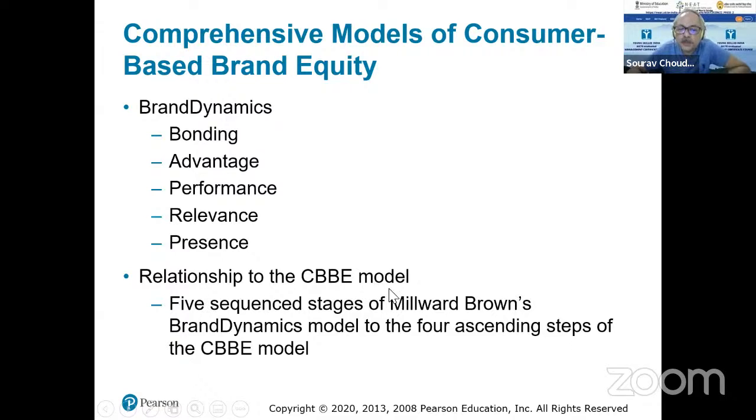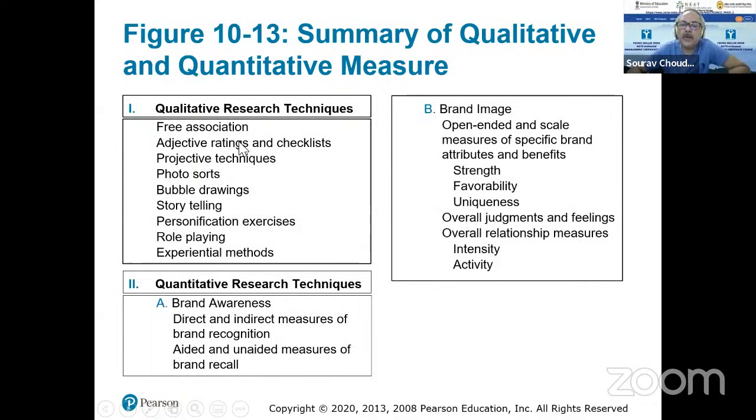Relationship to the CBE model, the five sequences, brand dynamics model, forget it. Summary of qualitative and quantitative measures. We have studied free association, rating and checklist, projective techniques, storytelling, bubble drawing, personification exercise, role playing, and experiential methods. So there are different ways you start measuring consumer behavior towards a particular brand. A few we discussed are free association, projective technique, personification exercise and experiential method. There are plenty more, like storytelling. You are asked to tell a story about a brand.